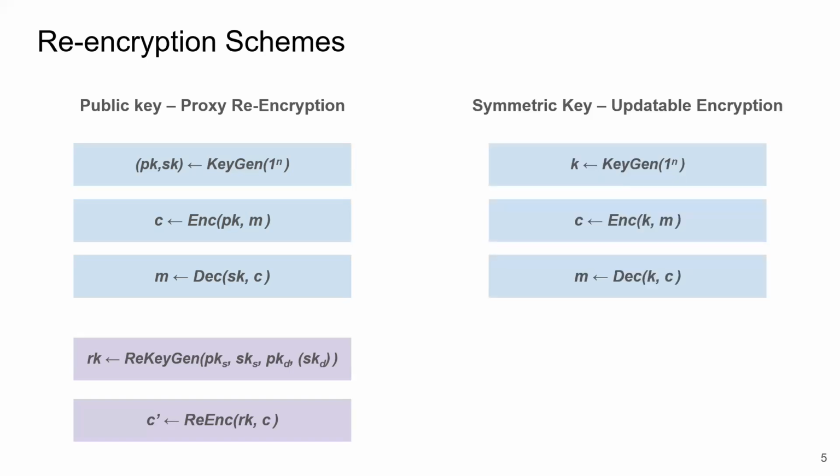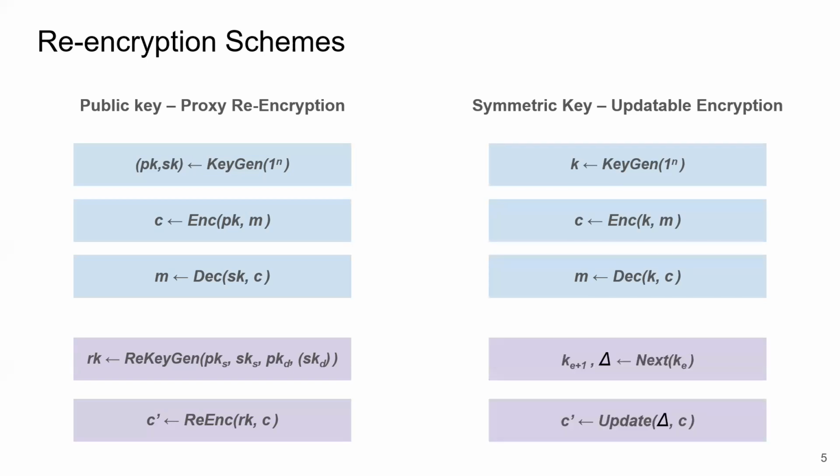Similarly, for the symmetric key setting with updatable encryption, you have your key gen, your encryption, and your decryption. And you again have these 2 similar types of algorithms. One's a next algorithm, which takes the key for the old epoch and will generate the key for the new epoch, and an update token, which would allow you to do these transformations. And then an update algorithm, which takes that update token and ciphertexts and will transform to the ciphertext for the new epoch.